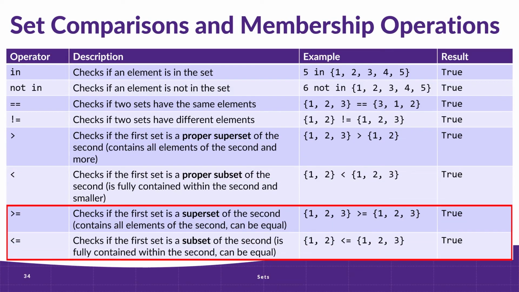Greater than or equal and less than or equal are the exact same idea, except they're just subset and superset. They're not proper subsets and proper supersets, which means that they can also be exactly equal. So greater than or equal would be that it is a superset, or they are exactly equal. And less than or equal would be that it's a subset or exactly equal.